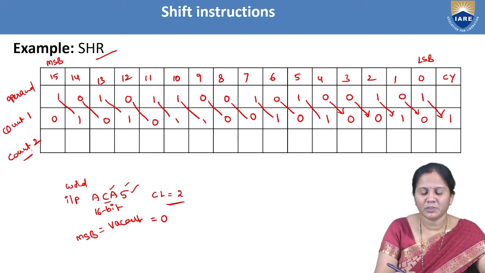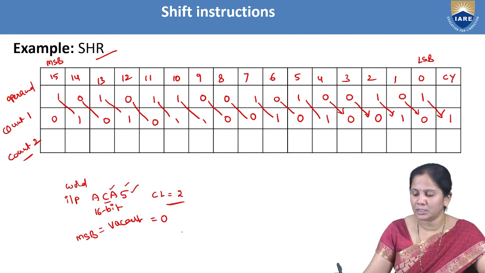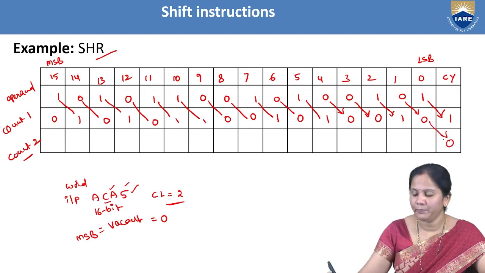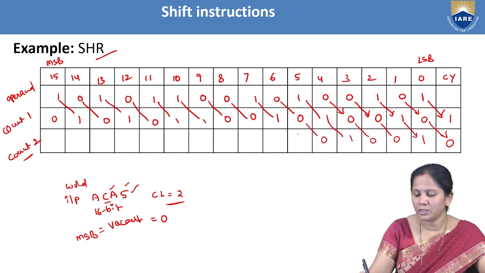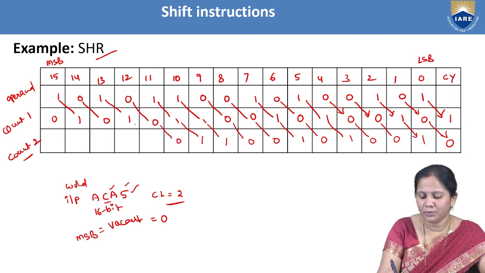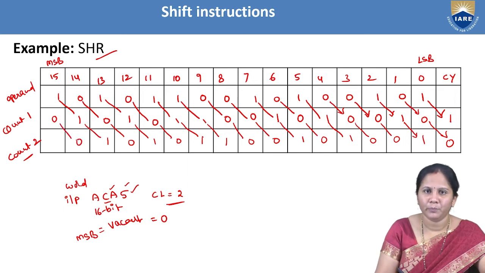Now, when the shift right instruction is executed the second time, again the bits shift to the right. This 0 will be coming here, and next here 1, and so on, giving 0, 0, 1, 0, 1, 0, 0, 1, 1, 0, 1, 0, 1 and here comes 0. Here the MSB bit is the vacant bit, and it will be filled with 0 during this instruction.